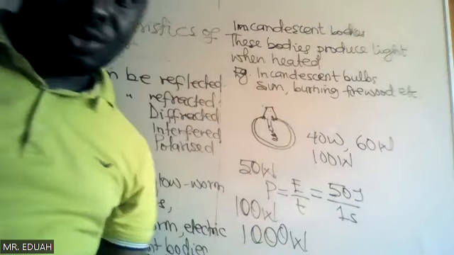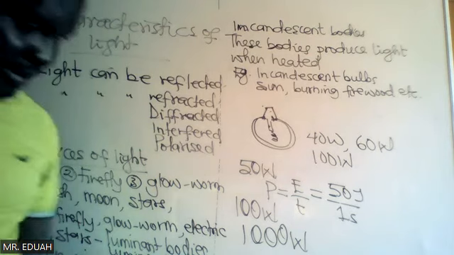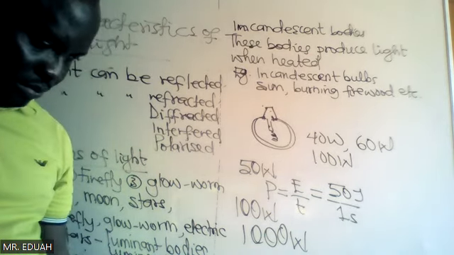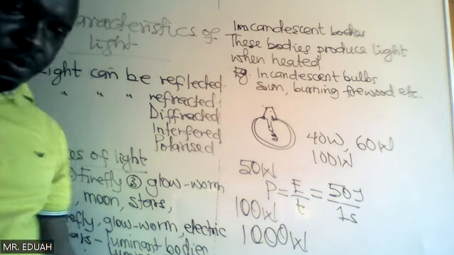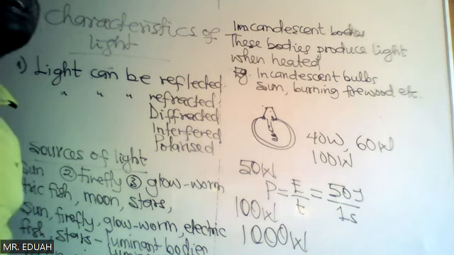So if you pick, for instance, a 50 watt bulb, then you pick a 100 watt bulb, the 100 watt bulb is going to be brighter than that of the 50 watt bulb. Or they'll have equal brightness. It depends.